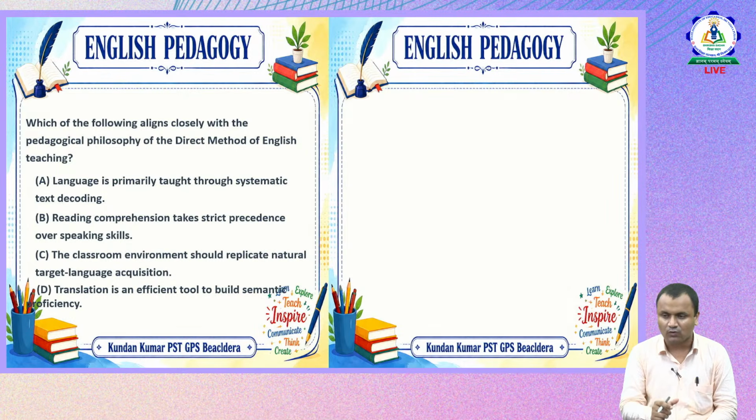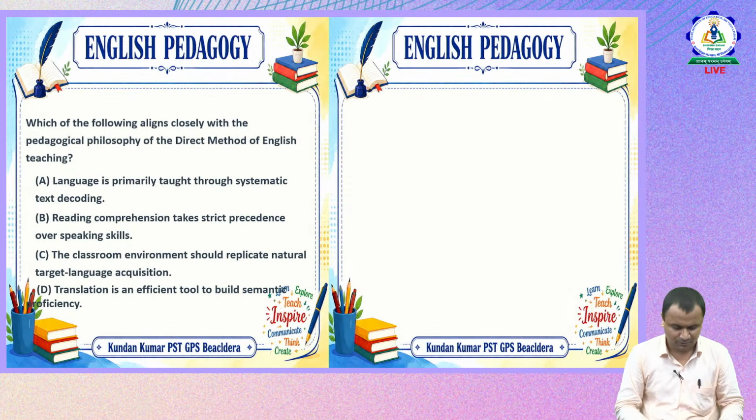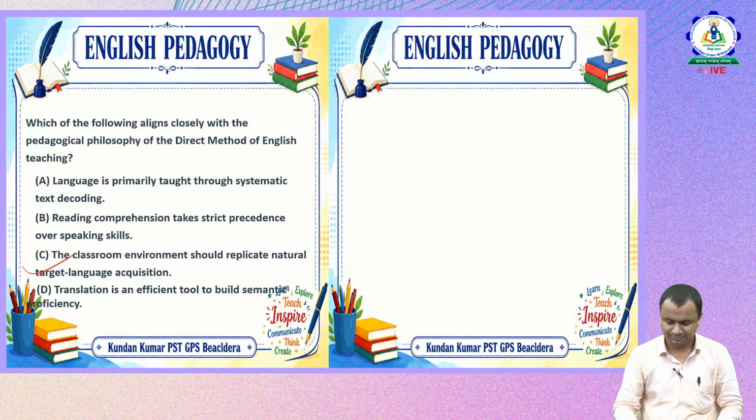The philosophy that acts behind the direct method is that we need to create an environment, we need to replicate a natural environment, just like we acquire the mother tongue. In that particular environment, we need to acquire the target language, English, in the natural way. Option C. This is the philosophy behind the direct method. We need to make the student able to acquire the language naturally.